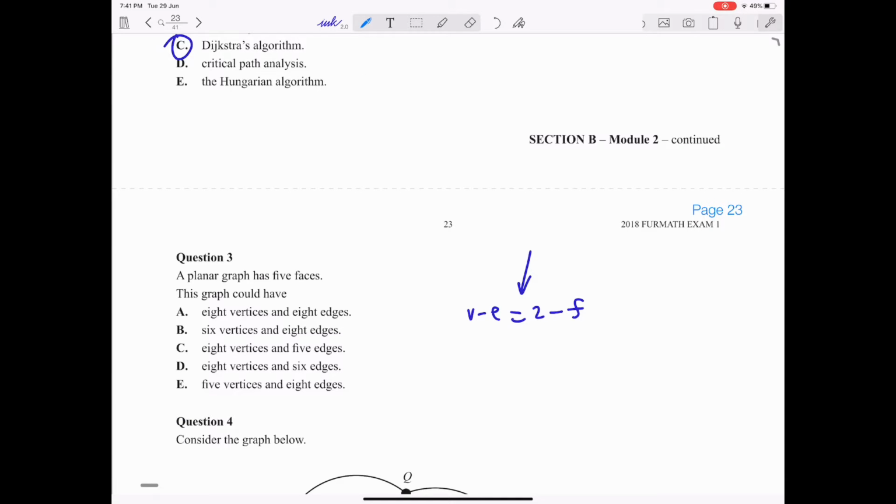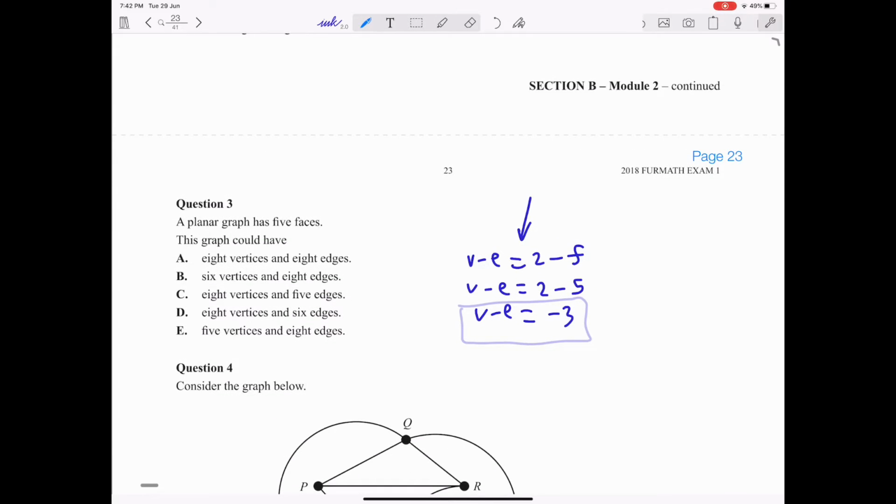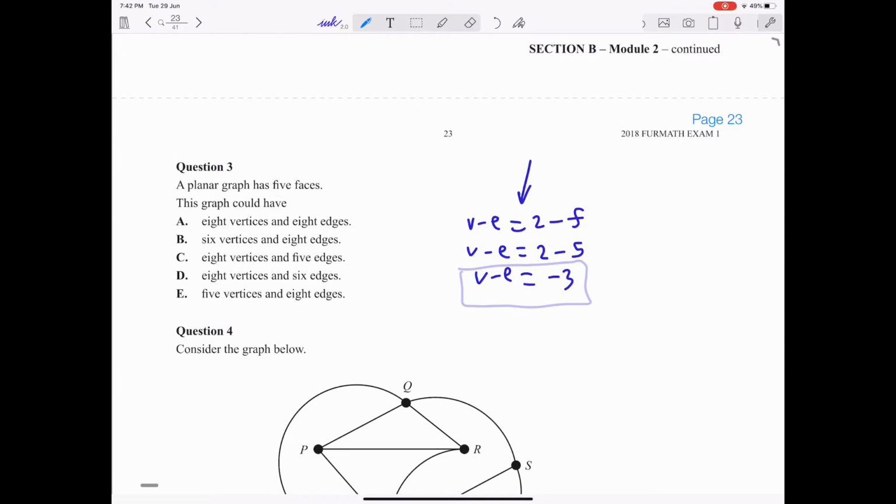Question 3, a planar graph has 5 faces. This graph could have, so you should know that Euler's formula is V minus E equals 2 minus F. V is the number of vertices, E is the number of edges, and F is the number of faces. In this question, we know that the planar graph has 5 faces. So the number of vertices minus the number of edges equals 2 minus the number of faces, which is 5. Therefore, V minus E equals -3. So that'd be our rule. We need to determine which option is correct, so the number of vertices minus the number of edges should be -3.